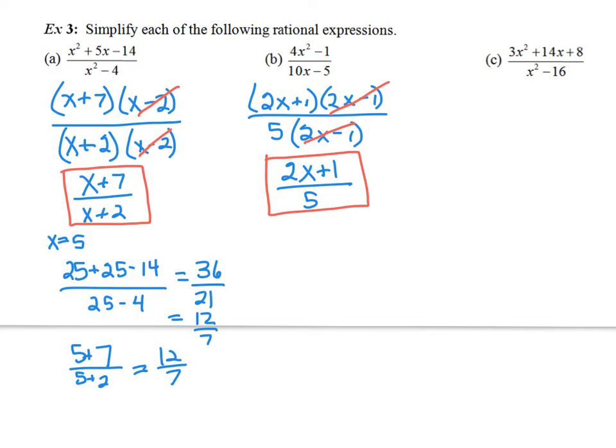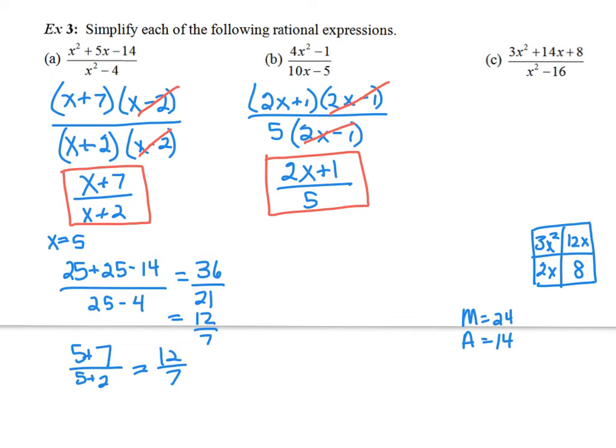Let's look at C. In my numerator, I'm going to go ahead and use the box to factor. So I have a 3x squared. I have a positive 8. My multiply is equal to 24. And my add is equal to 14. So that's telling me, let's see here, I'm thinking 12x and 2x should fit the bill.